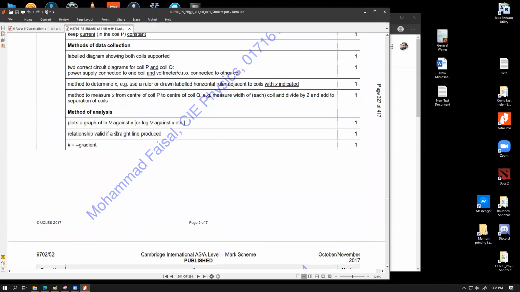Relationship is valid if a straight line is produced. They only mention this much, but I highly recommend that you write a bit more. What I would recommend is that you write: relationship is valid if a straight line with negative gradient that does not pass through the origin is produced. Write the whole thing because it's not very difficult for you to write that. You can see that this is a negative gradient line, so this should be a straight line with negative gradient, and it should not pass through the origin. That should prove that the relationship is valid.